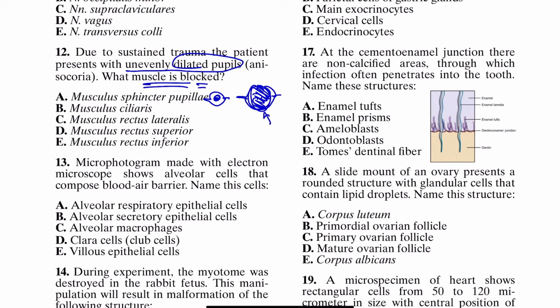The muscle that will constrict the pupil. Okay, so the muscle that does this function is called sphincter pupillae. It's not working, so the pupil will just always dilate. Sphincter pupillae.